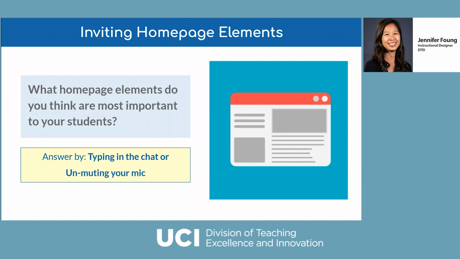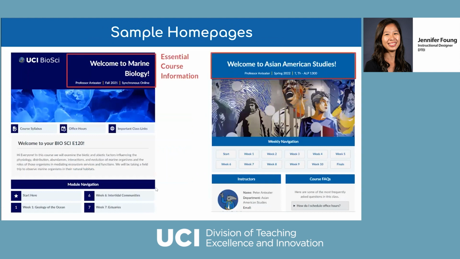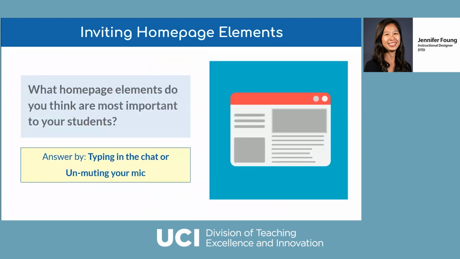You can just type in the text chat in Zoom, or if you're comfortable, unmute your mic and say something. What's the first thing that you would usually want your students to be able to see or click on or do when they first enter your course? Any ideas? I think it's important to have a link to the syllabus on the homepage.